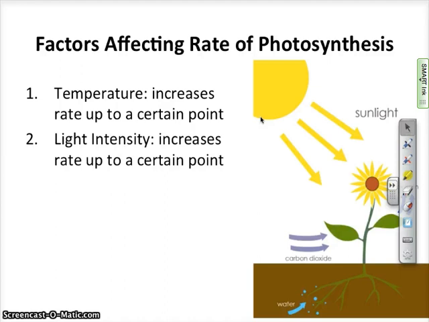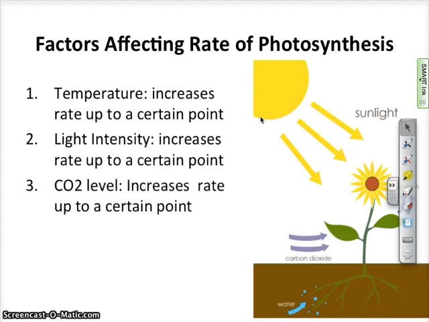Light intensity. Again, this works the same way as temperature. It'll increase the rate of photosynthesis up to a certain point, and then at one point where it gets too much temperature, too much light, it will not do as well. So it'll start decreasing the rate of photosynthesis.